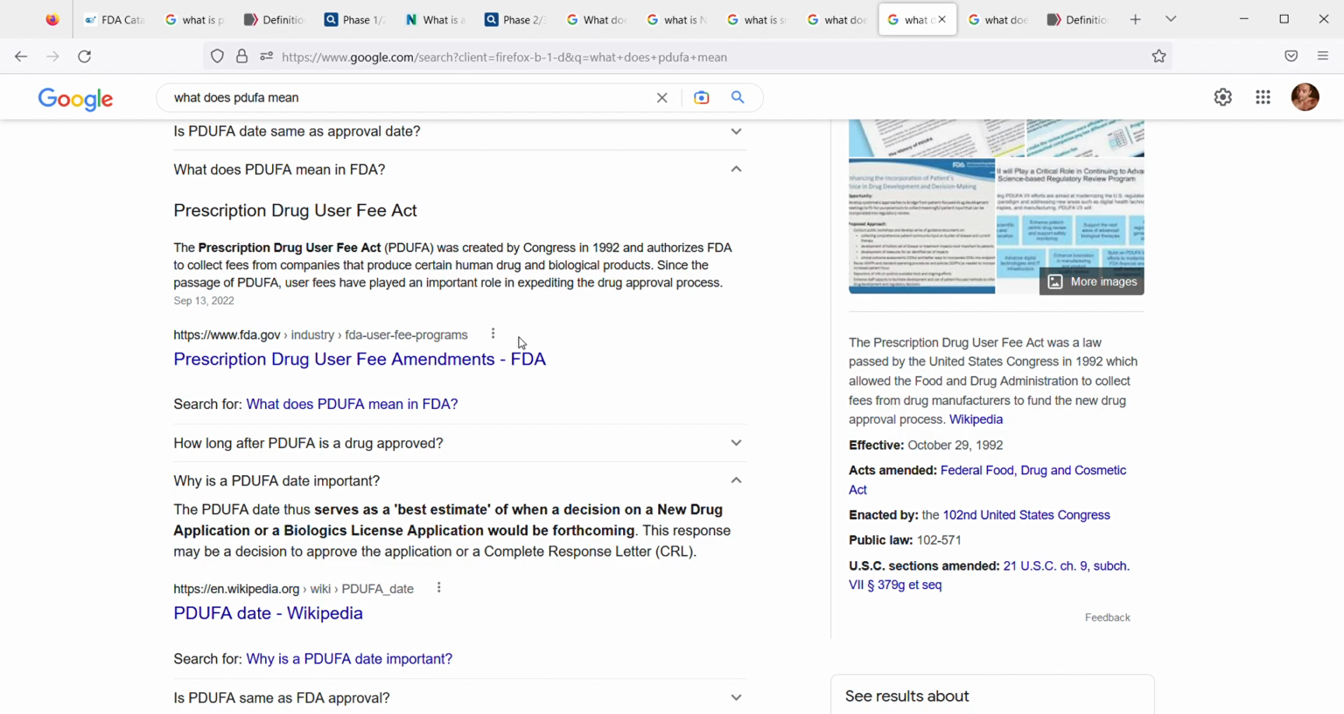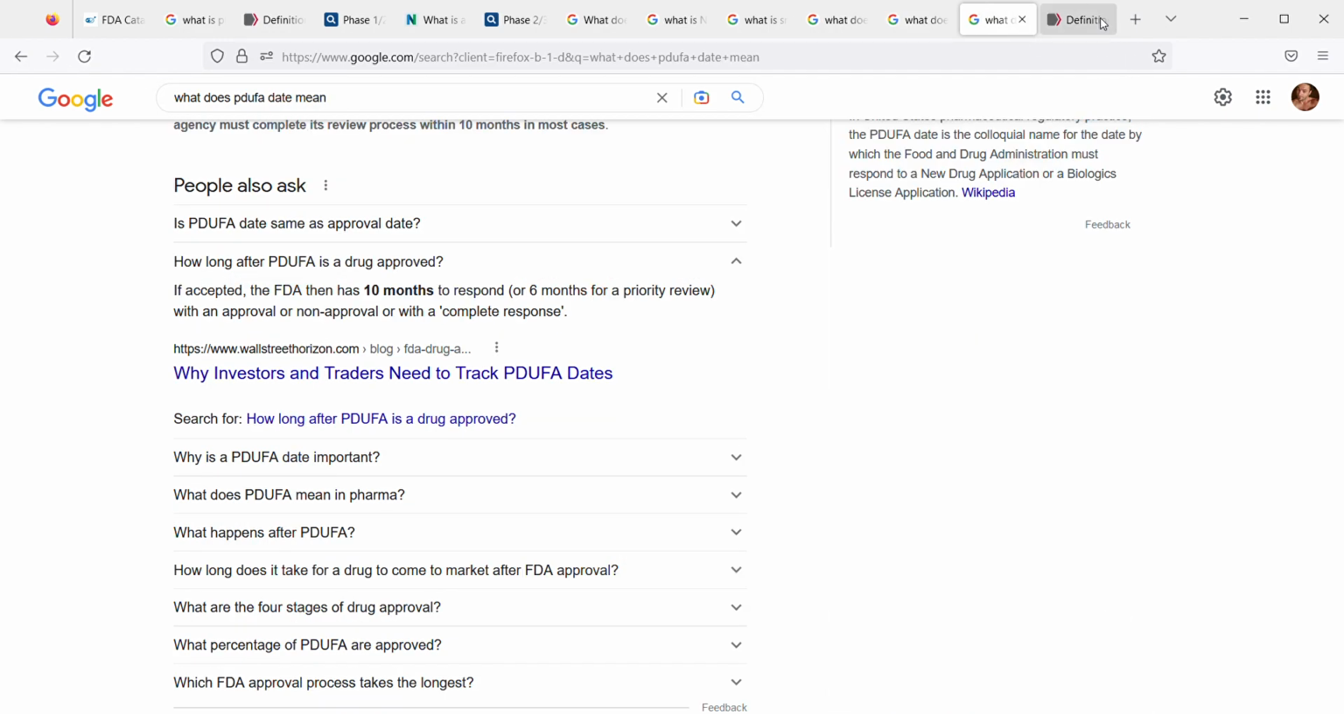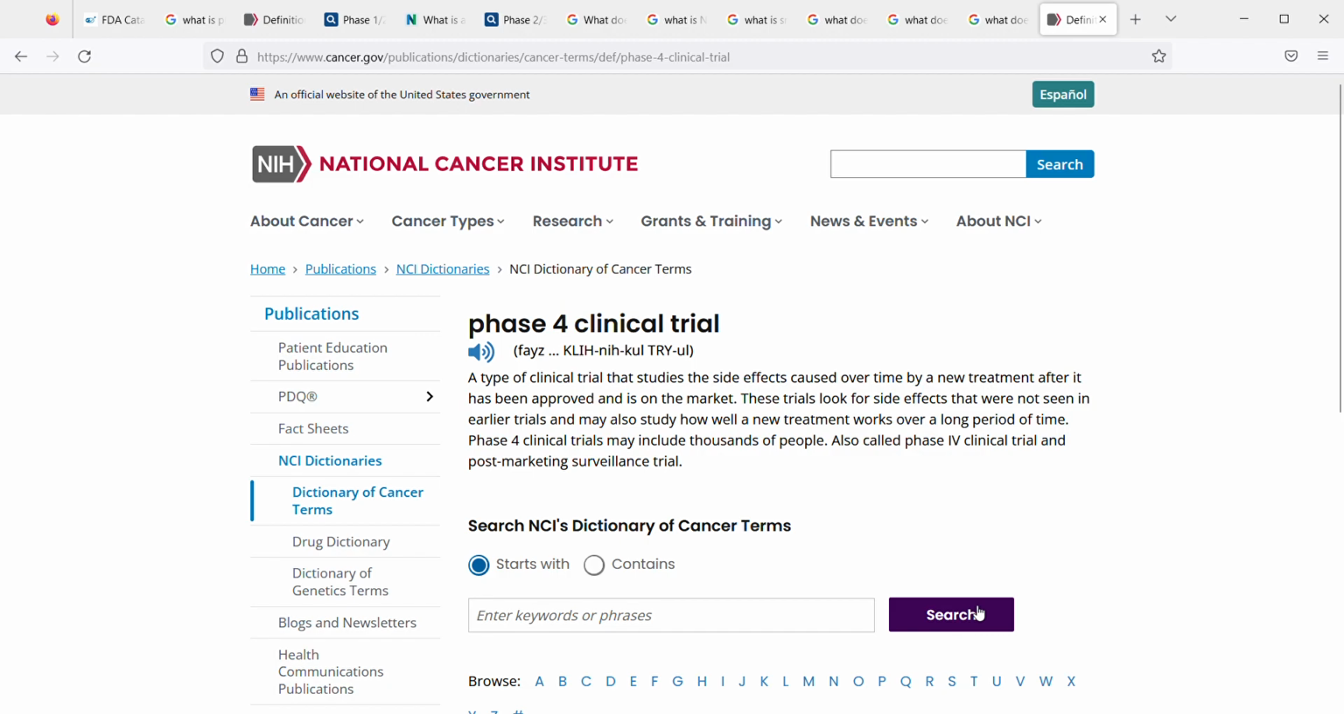Then finally, last but not least, you have phase 4. Phase 4 is a type of clinical trial that studies the side effects caused over time by a new treatment after the drug has been approved and is on the market. These trials look for side effects that were not seen in earlier trials and may also study how well a new treatment works over a long period of time.